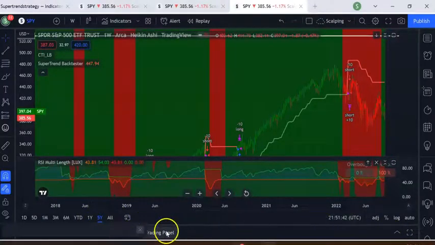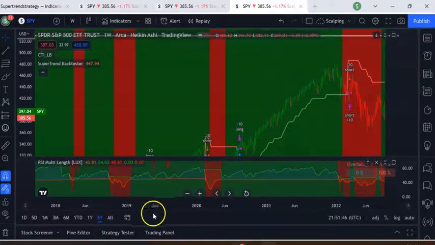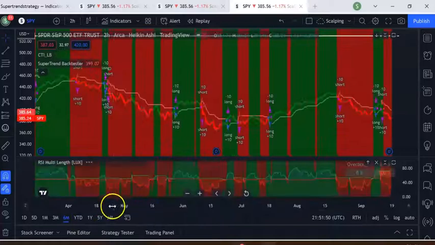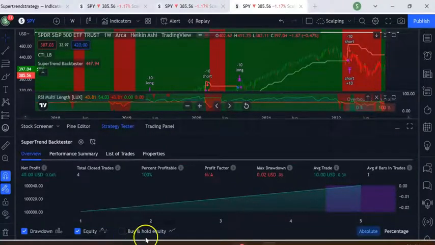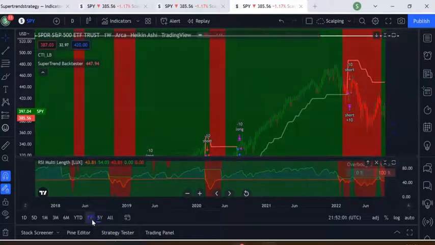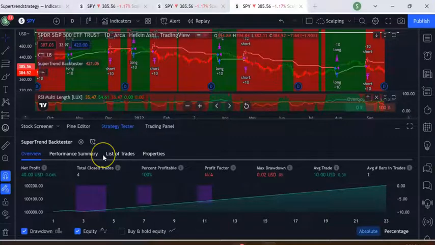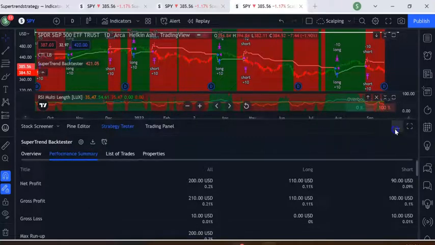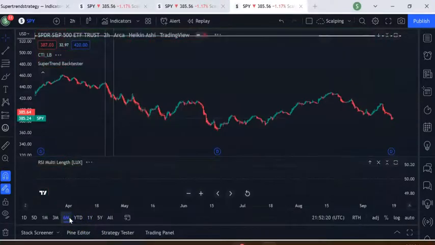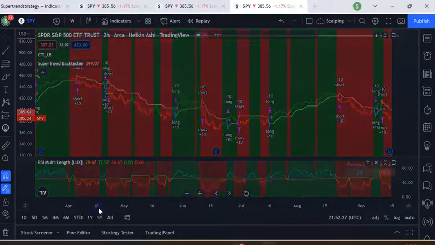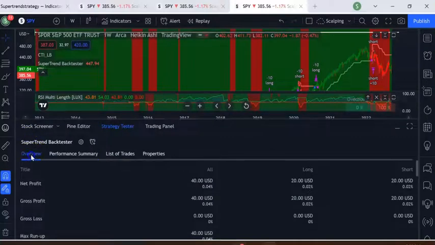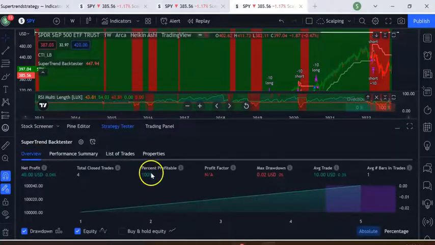Let's go to 5 year strategy tester. I think weekly is working. 6 months. One week strategy tester. It says 100%. No, I don't know.